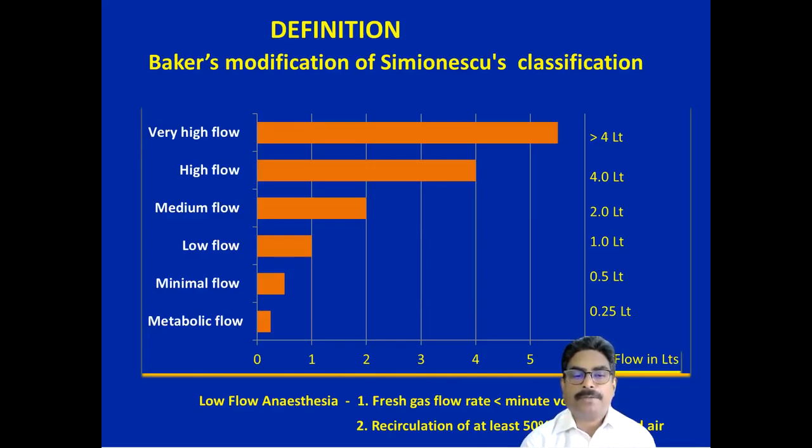called metabolic flow. So the basic concept is when the fresh gas flow is below the minute ventilation, it is called low flow anesthesia. When you recirculate 50% of the expired gas, it is called low flow anesthesia.